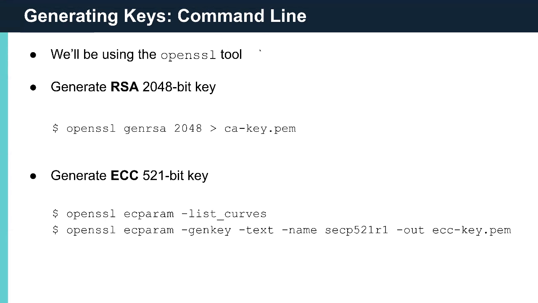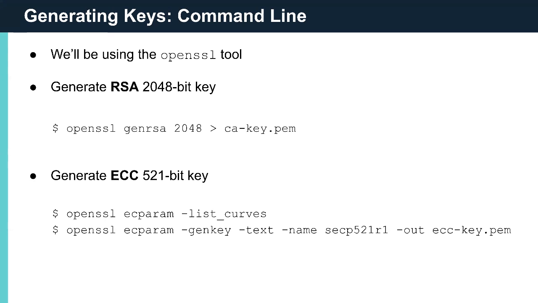So what about generating keys on the command line? Typically, again, the easiest way is to use the OpenSSL tool, or you could potentially use the wolfSSL command line utility as well. I documented the OpenSSL one here just since it's the most widely used. To generate an RSA key, we'd use the openssl genrsa command specifying the bits of 2048. We'd put that into a file. Here we're calling it ca-key.pem.